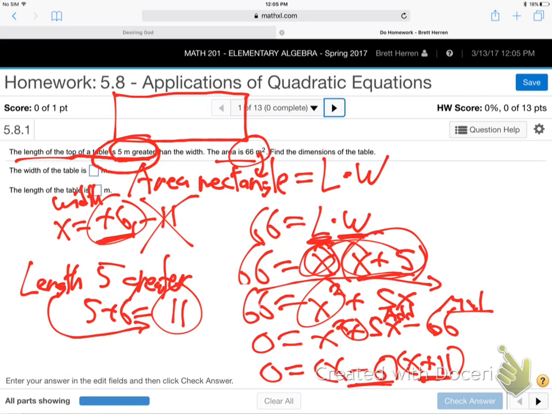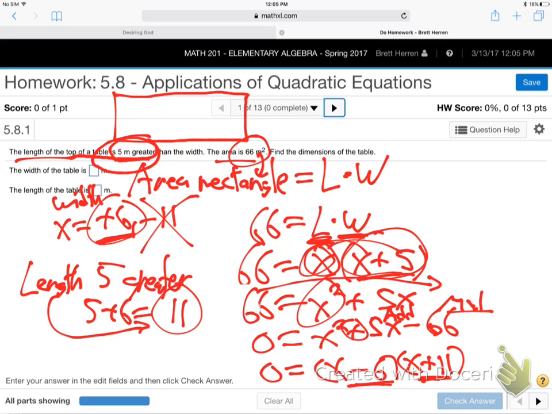Does that make sense how I wrap that at the end? Throw away the negative and then go back to the words. Length, 5 more. Add 5. 11. Length, 11. Because you got to know which is which. They're going to ask you for width and length. How do you know? The words tell you. Length is the greater one. The length is the 11.